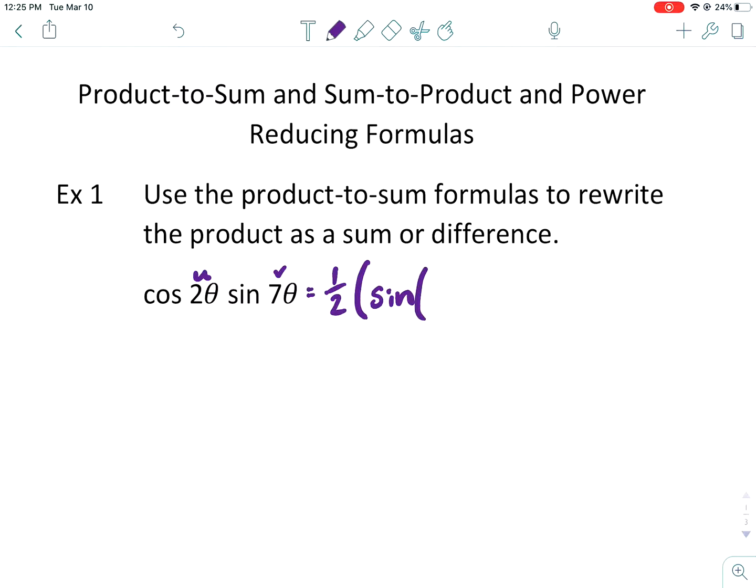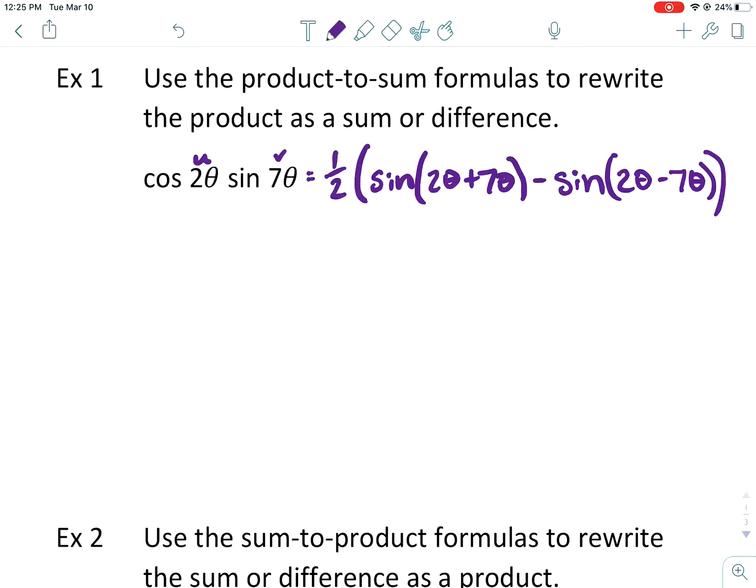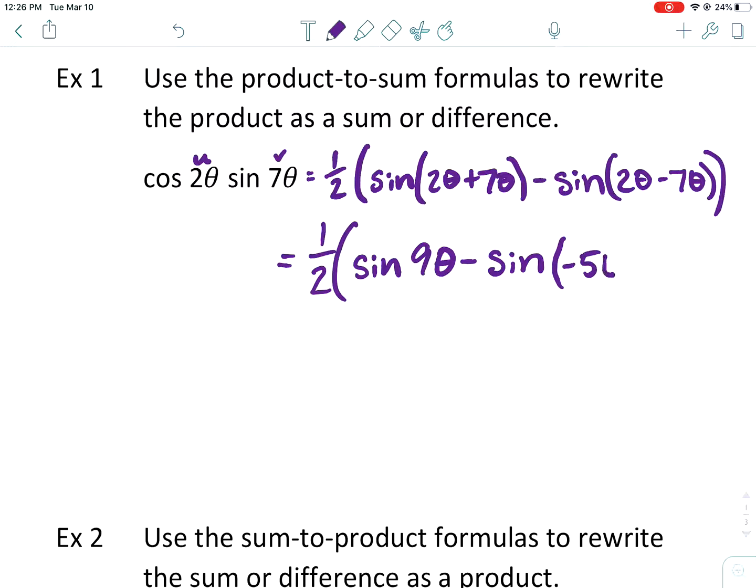All right, so we'll have the 1/2 in the front, and then we're multiplying it by the sine of those two angles added, then minus the sine of those two angles subtracted. So now we'll go ahead and add 2 theta and 7 theta. Okay. And then we'll subtract 2 theta and 7 theta. And on a multiple choice test, this would never be a choice where it's the sine of negative 5 theta or the cosine of negative 5 theta.